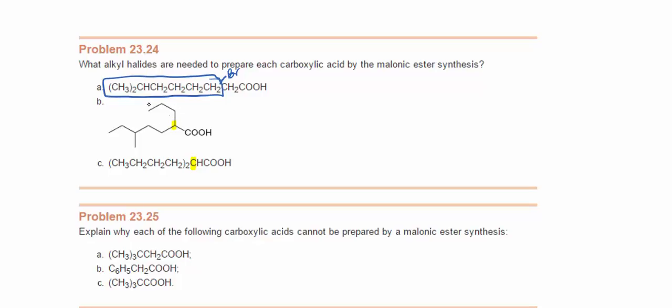Here we have two groups. So we would have a propyl and this group. And here we would have two butyl groups. So this would be butyl bromide.